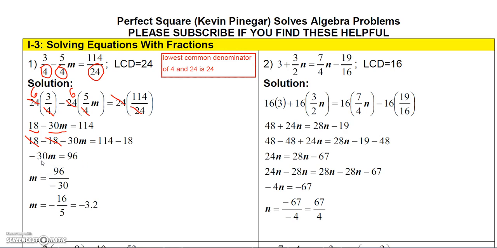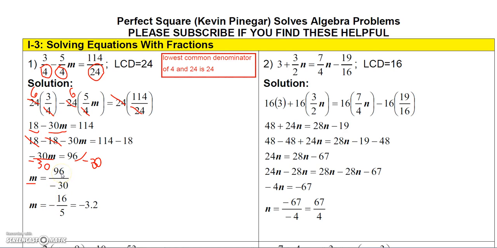Now, nobody said that your answers had to always be whole numbers. So this time I'm going to divide both sides by negative 30. I didn't show it that time, but basically that's what you're going to do. If you divide both sides by negative 30, then on the left, negative 30 divided by negative 30 just cancels, and you just get m. And on the right, you get 96 divided by negative 30. Since that's a positive divided by a negative, we know that result's going to be a negative fraction.